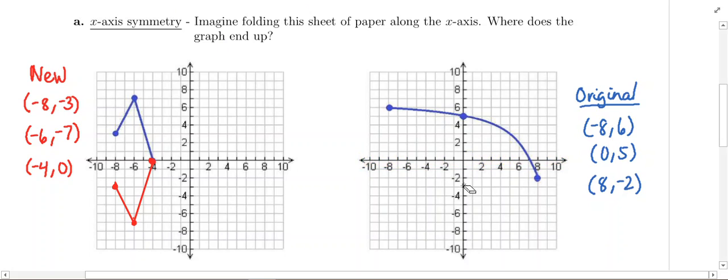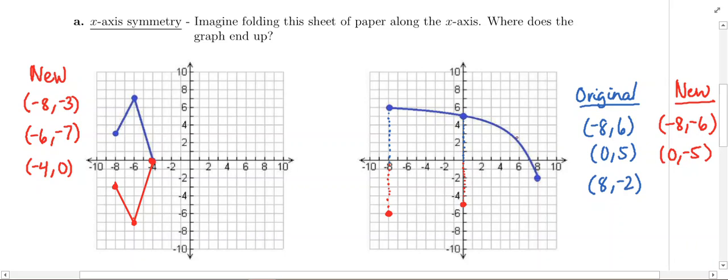Let's start with the first point, which is -8, 6. It is currently 6 units above the x-axis. So if you fold that sheet of paper, it's going to go 6 units below the x-axis. It's going to end up at -8, -6. And then if we look at the point 0, 5, it is 5 units above the x-axis. So if you fold the sheet of paper along the x-axis, this point is getting sent to 0, -5.